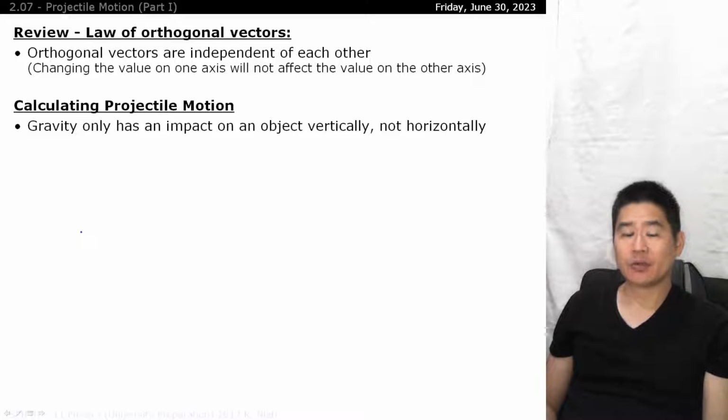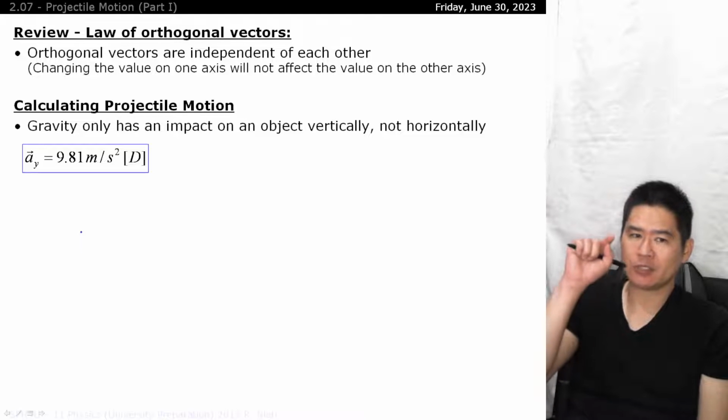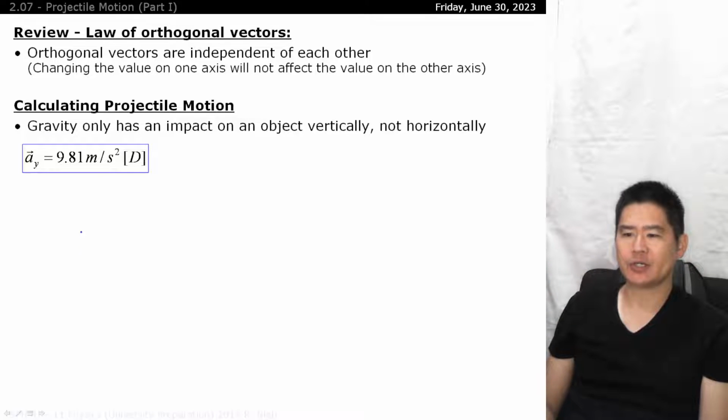All right. So gravity only impacts the vertical dimension. So you know for sure a_y is equal to negative 9.81 meters per second squared, down. We're going to pretend that the air resistance is not a thing, because if air resistance was a thing, then yes, you'd be slowing down as you're moving horizontally. But for the purposes of high school physics, we always assume that a_x is equal to 0.